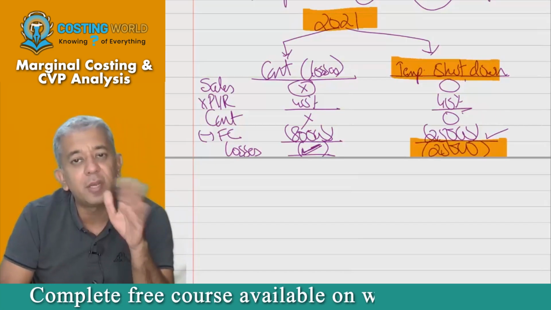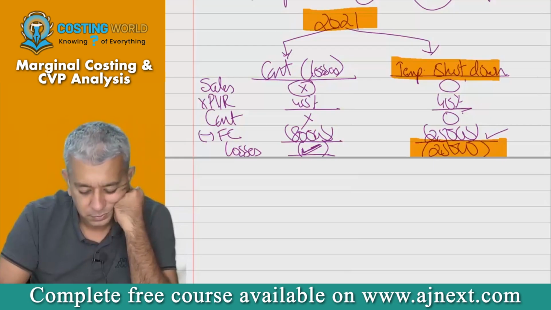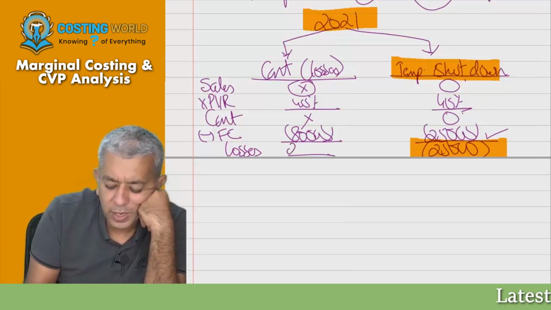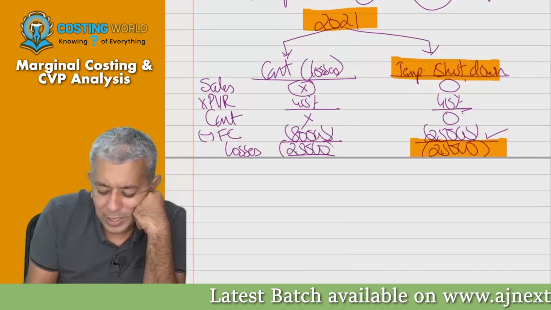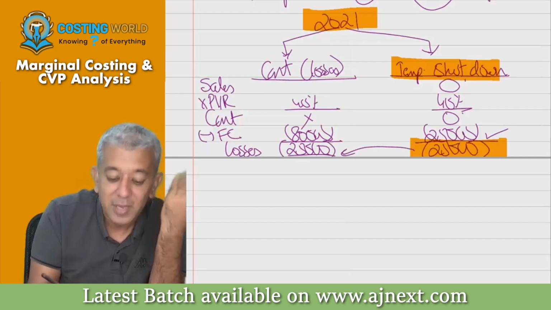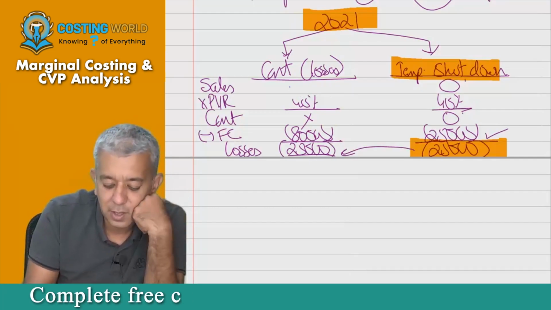When are you still interested in continuing? When the loss is lower than 25,000 by continuing. So I keep 25,000 over here. I go back and compute the balancing figure. Now at least get me the balancing figure here. Get me this particular figure.